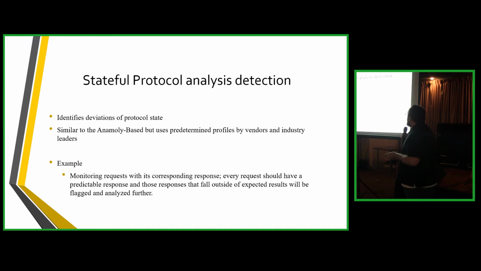And then we come to our last one, the stateful protocol analysis detection, which is similar to signature-based, but it's going to be based more on your vendor's actual predefined protocols. So it identifies deviations of the protocol state. An example is monitoring requests with the corresponding response. So say if you're going to FTP into something, there's a specific set of expected commands before you actually log in. You're expected to provide a username and password and not a 1,000 character line of code. So if it's noticing some abnormalities coming through, that's when it actually sends you the notifications that something weird is going on in your network.